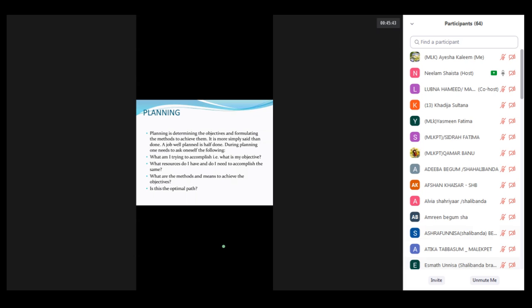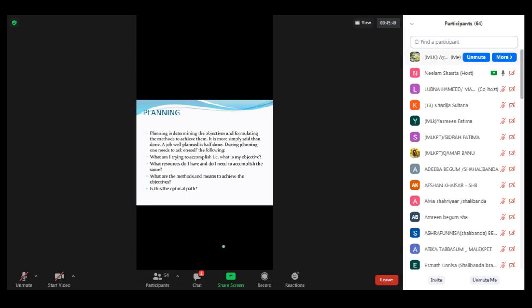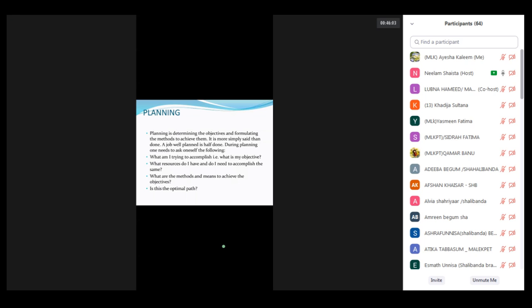Okay, moving ahead, it's more simply said than done. A job well planned is half done. At least we can say half of the thing is done when you have planned something, from the start to the end. The people involved are given responsibilities and duties, who will be performing what, and what the final goal is. Then half of the work is done, and the other half is completed when it is actually performed. Your performance matters there.